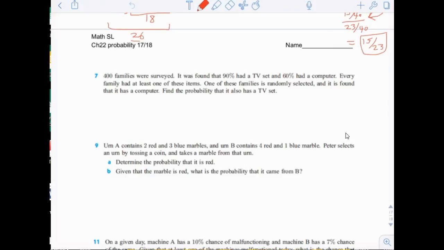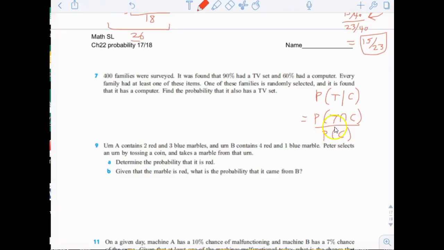So this is kind of like, what's the probability that they have a TV set given that they have a computer? Okay, so let's see. This would be equal to the probability that they have a TV set and a computer divided by the probability that they have a computer. This is just the formula that was given to us on the last page.